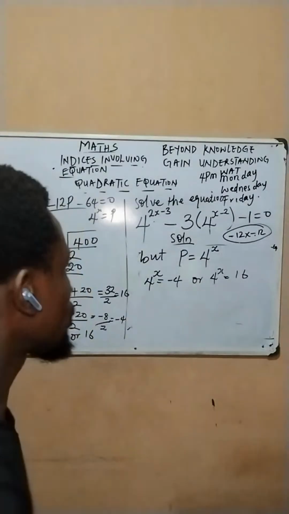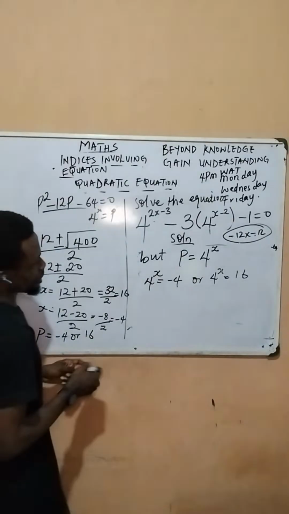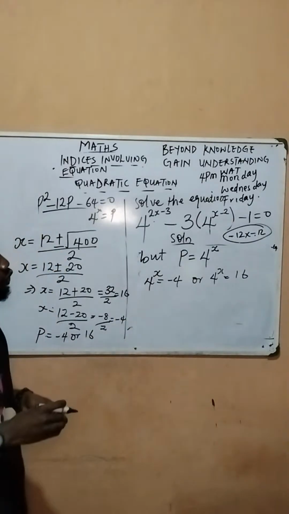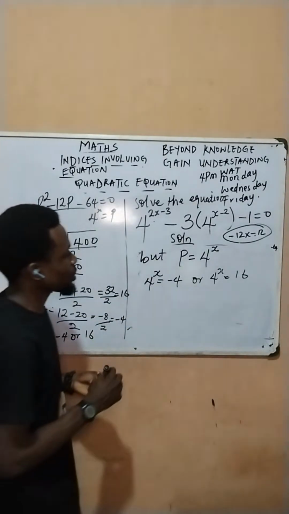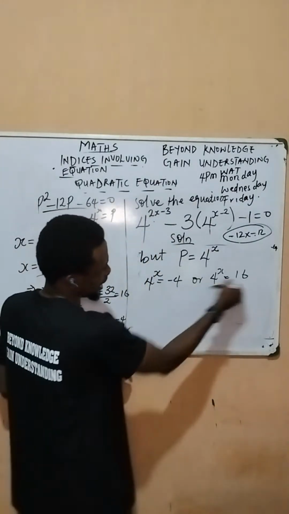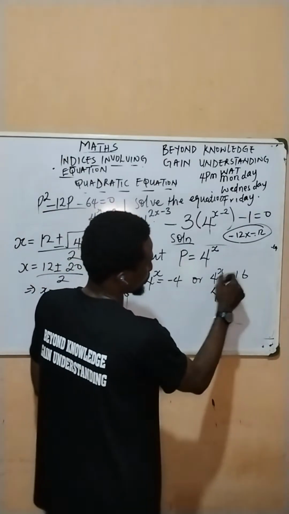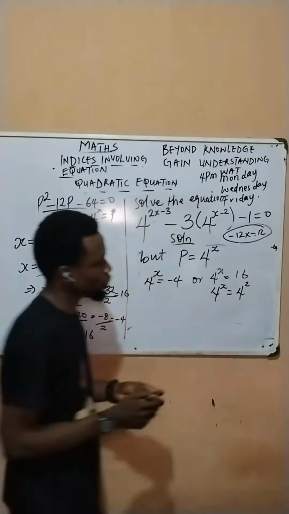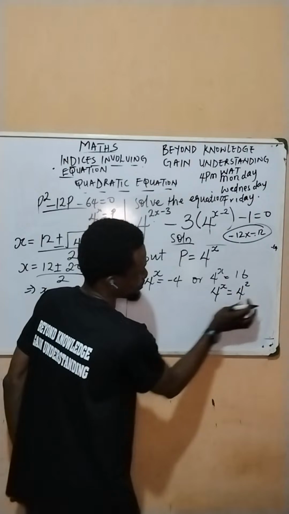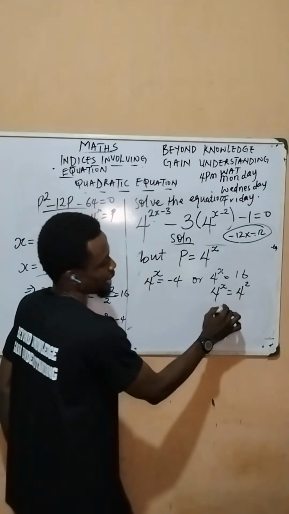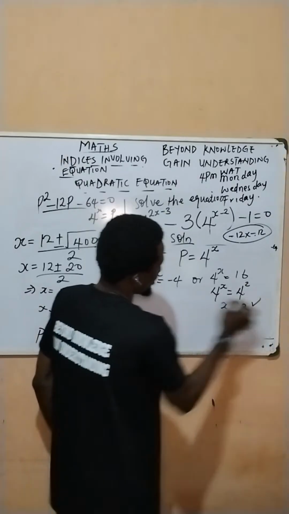So if that is the case, what are we going to do at this point? If 4 raised to the power of x is equal to −4, or 4 raised to the power of x is equal to 16, we can simplify the latter to 4 raised to the power of x is equal to 4 squared, because 4 squared is equal to 16. Since the bases are the same, the powers must be the same. That means our x must be equal to 2 for this side.